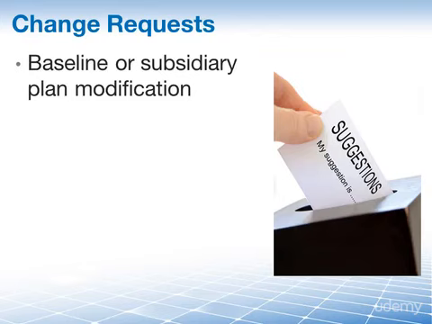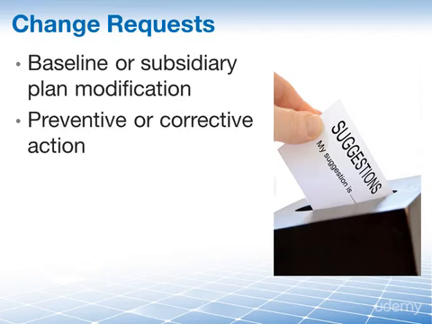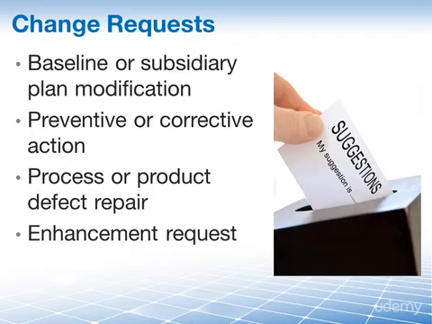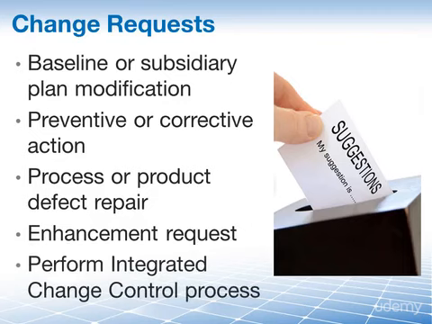Well, this may need to go into some form of technical documentation as well. It can be a request for a preventive or corrective action to take place to prevent the deviation or variance from continuing to occur. It could be a request to repair a defect in the process or products produced, or both. A very common one is for an enhancement request, perhaps for a new feature in a software product. But all change requests follow the same standard process as outlined in the Perform Integrated Change Control process.